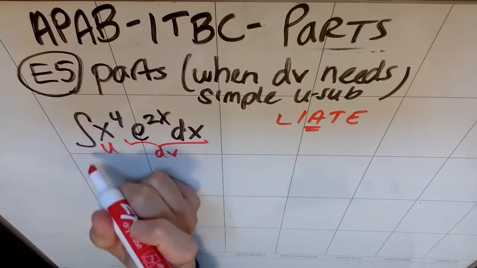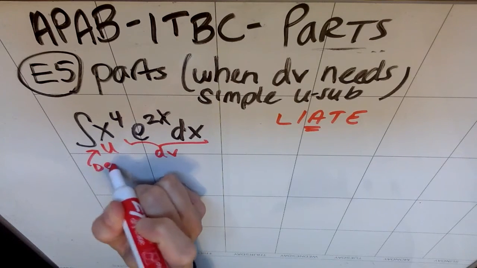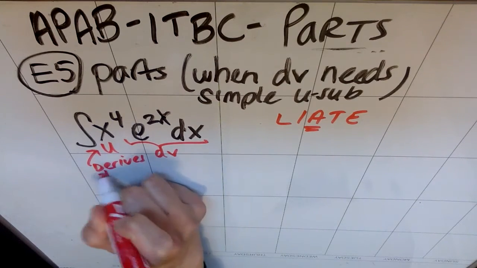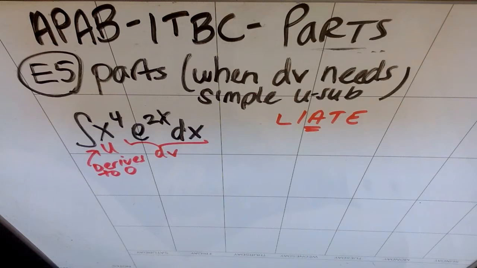Now, because this u would derive to 0 eventually, right? Eventually, x to the 4th is going to derive down to a constant, which will then derive to 0. I can use the shortcut, which is a good idea here because it would be a lot of rounds of parts if you were doing it without the shortcut.